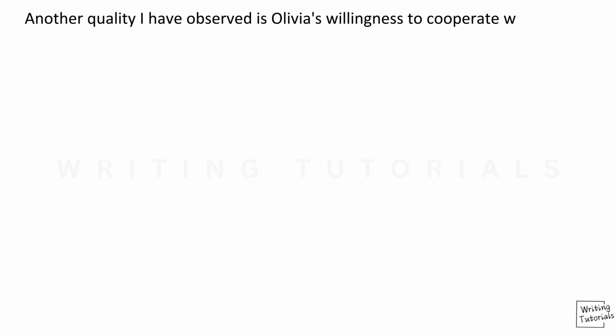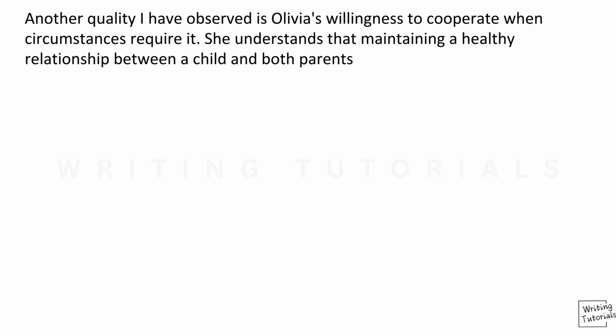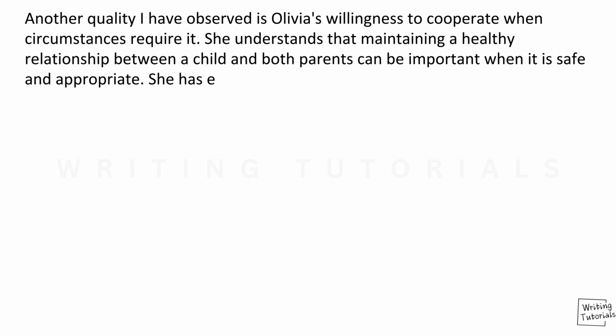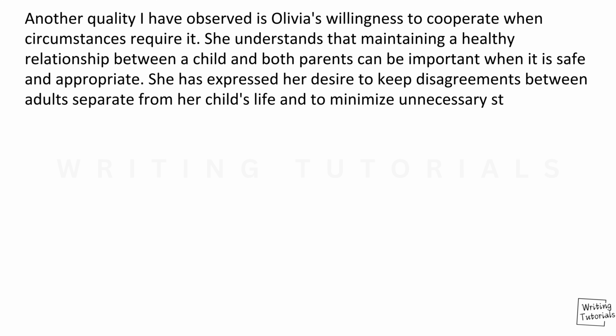Paragraph 4. Discuss cooperation. The next paragraph says, another quality I have observed is Olivia's willingness to cooperate when circumstances require it. She understands that maintaining a healthy relationship between a child and both parents can be important when it is safe and appropriate. She has expressed her desire to keep disagreements between adults separate from her child's life and to minimize unnecessary stress for the child. This section discusses cooperation and the parent's approach to the child's relationship with both parents.